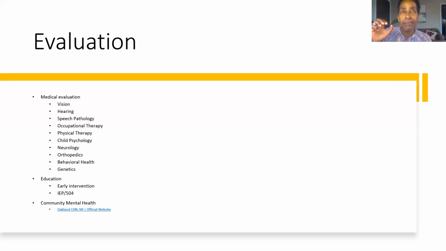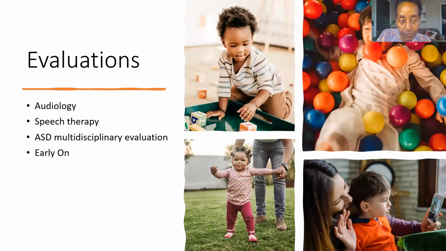So there are many different silos that a child can go through to get to their eligibility or their diagnosis and services, and that can be done concurrently. So for this kiddo, as I said, I sent her to audiology, speech and language for her speech evaluation, autism multidisciplinary evaluation, and Early On.